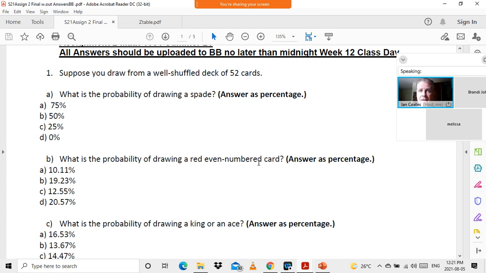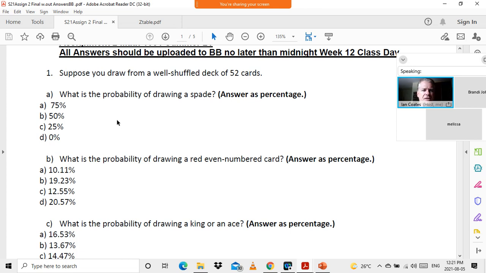But you need to understand, there are no more part marks. This will be uploaded to Blackboard. You'll input your correct answer, and that will be it. So please make sure your answers are spot on.